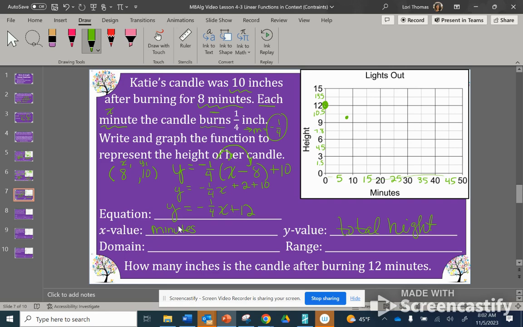So I think it would be a good idea, since we know we have a negative rate of change, we will have an x-intercept. So let's find how many minutes, x, is it going to take for the candle to be 0 inches. So I'm going to plug in 0 for y. This is your x-intercept.